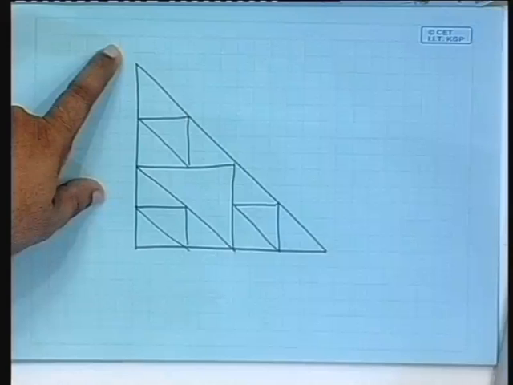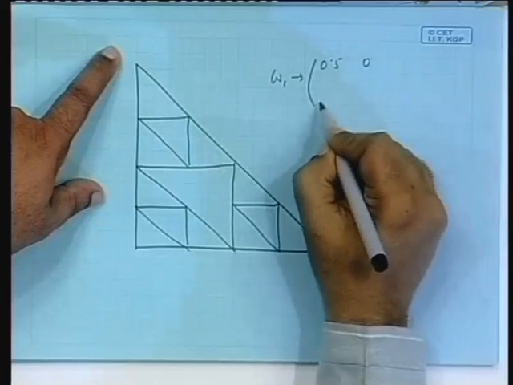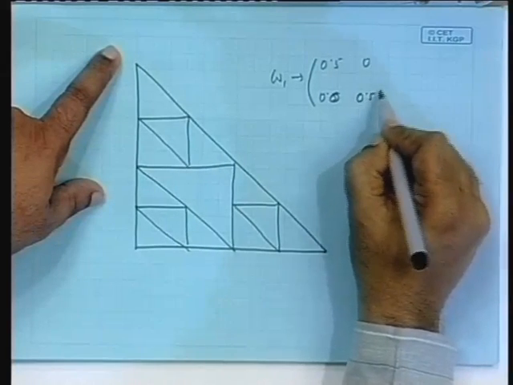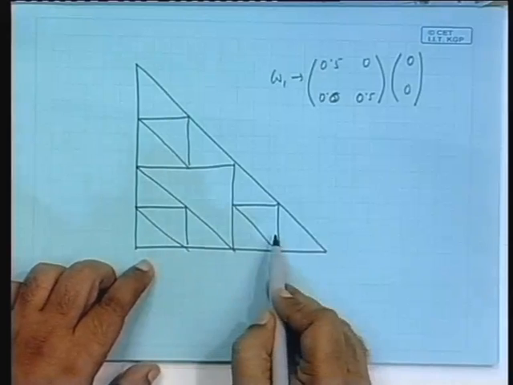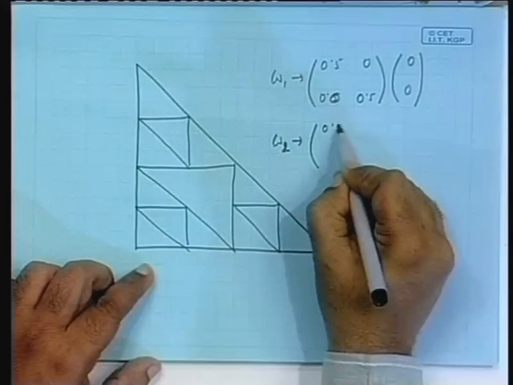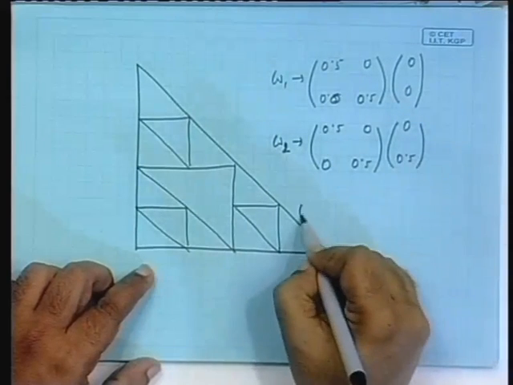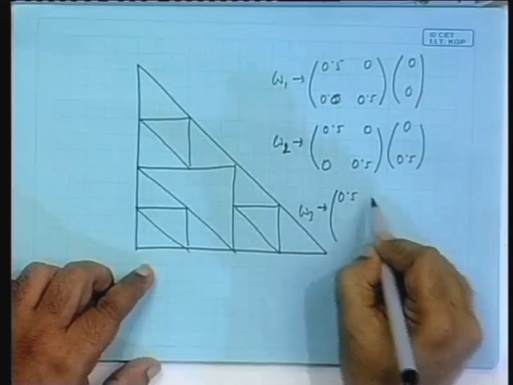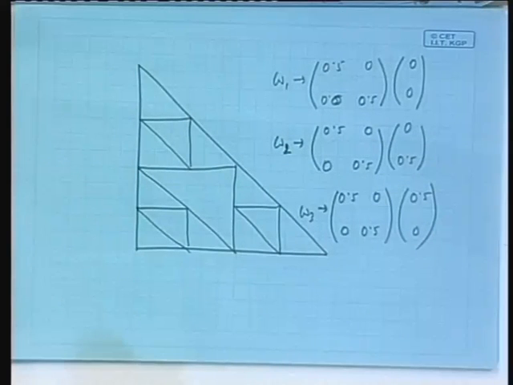The last one, same one actually. So your W1 would be 0.5 0, sorry, okay. And how will you generate this one? What we did actually, but the fourth one will not be there, and that is what makes the difference between a square and a Sierpinski triangle.